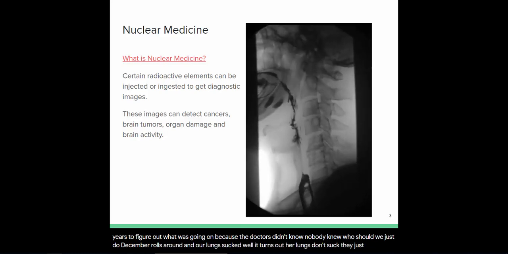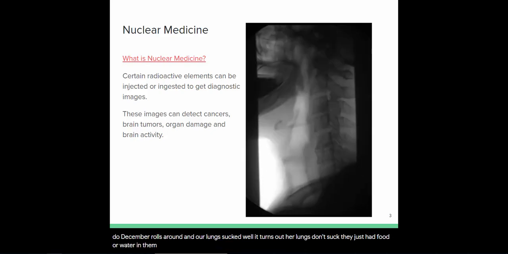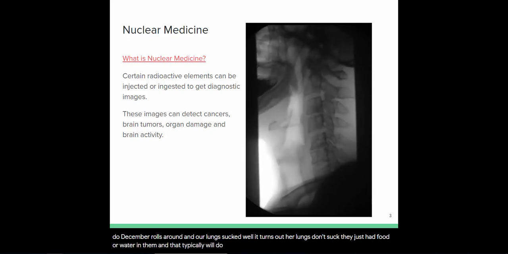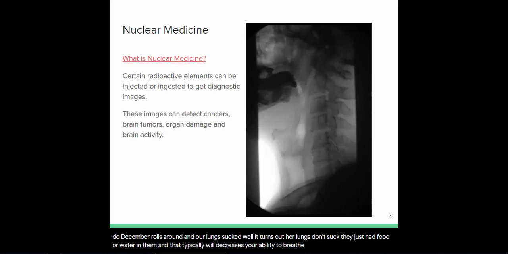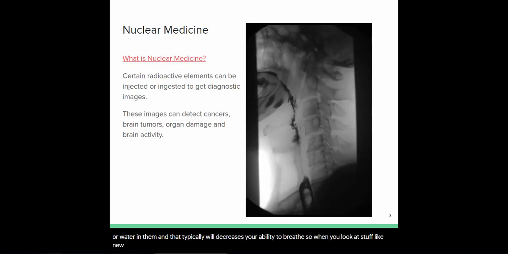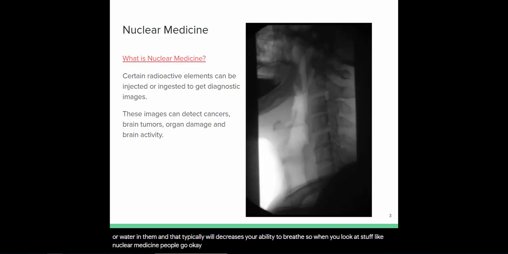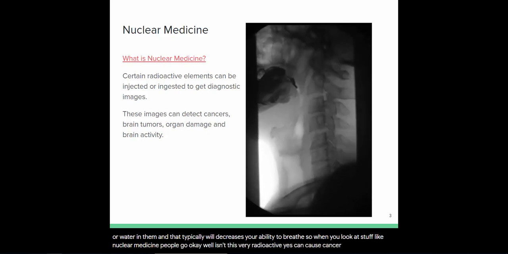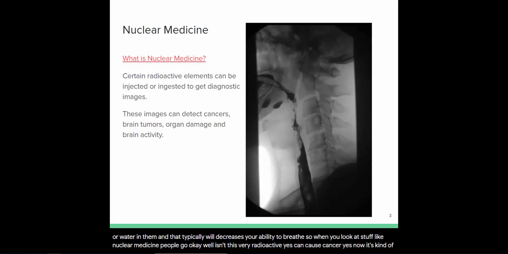They just had food or water in them. And that typically decreases your ability to breathe. So when you look at stuff like nuclear medicine, people go, okay, well, isn't this barium radioactive? Yes. Can it cause cancer? Yes.